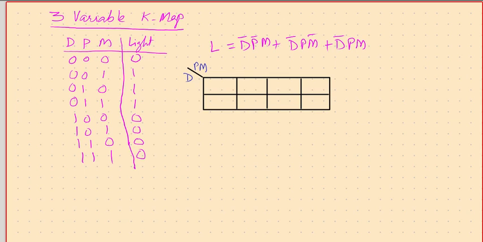Hi friends, welcome back. After looking at a two variable K map, now let us see how a three variable K map can be realized. So first thing, when we have three variables, as we have seen in our previous case, with three inputs there will be eight combinations. Therefore, we will be requiring eight cells.